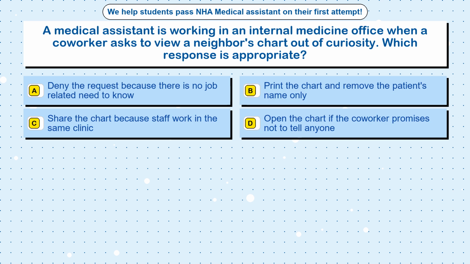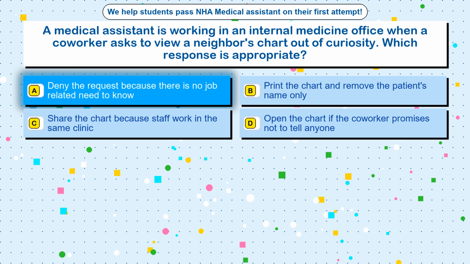Question 97. A medical assistant is working in an internal medicine office when a coworker asks to view a neighbor's chart out of curiosity. Which response is appropriate? Option A. Deny the request because there is no job-related need to know. Option B. Print the chart and remove the patient's name only. Option C. Share the chart because staff work in the same clinic. Option D. Open the chart if the coworker promises not to tell anyone.